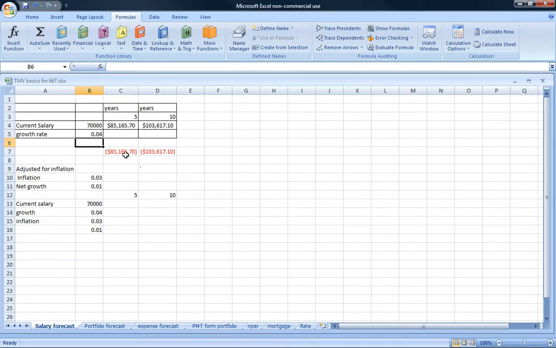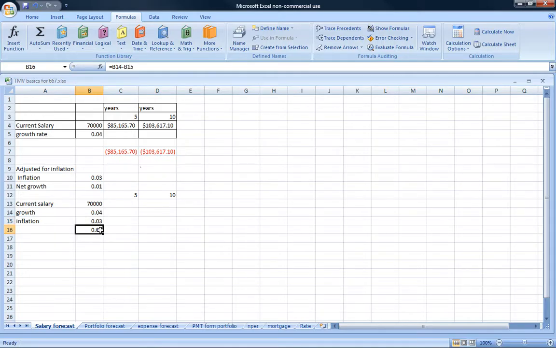Now the question is, somebody said, what about the inflation effect? You said the inflation effect is there. The answer is yes, it is. So let's say if I come down over here and I say, okay, salary is 70,000. I'm expecting my salary to grow at 4%. But the inflation is about 3%. So what I really have as a net is 1%. This cell minus this cell, I get this cell.